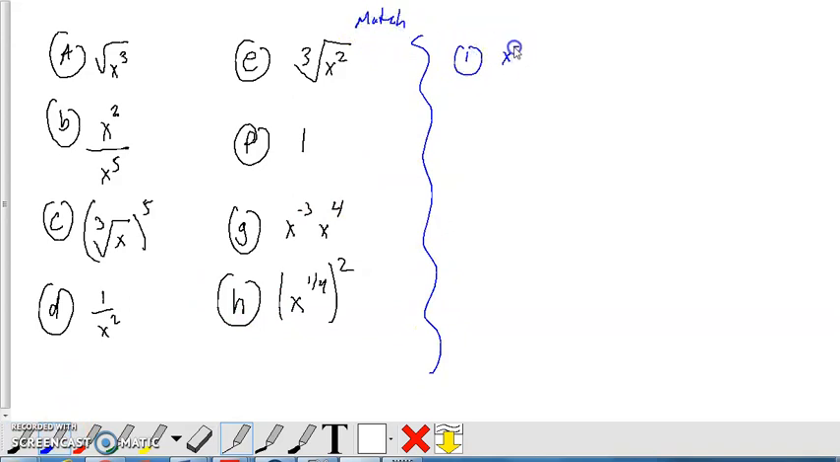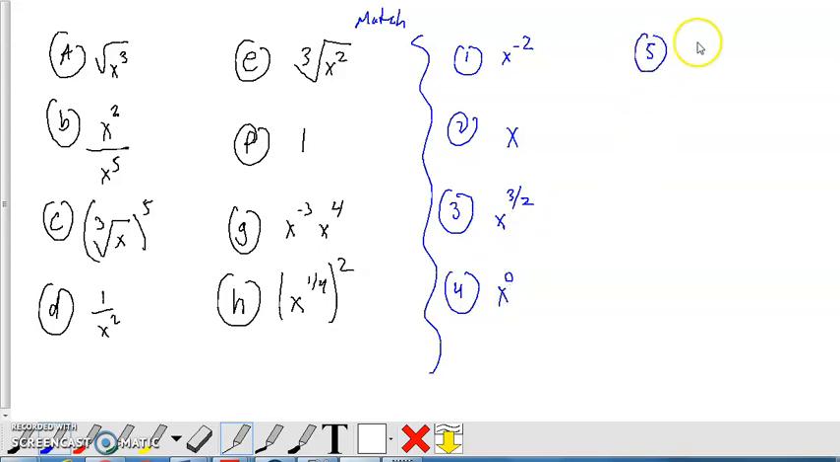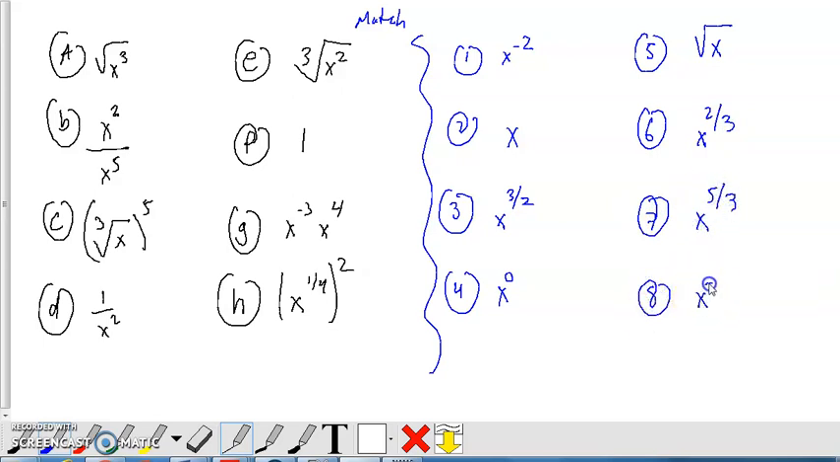So here's 1, x to the power negative 2. It's just x for number 2. 3 is x to the power of 3 halves. 4 is x to the power 0. 5 is the square root of x. 6, 2/3. 7, 5/3. 8, x to the power negative 3. So go ahead, pause the video right now and match them up.